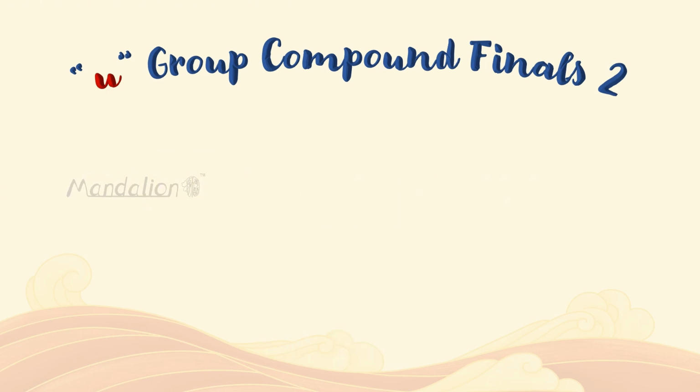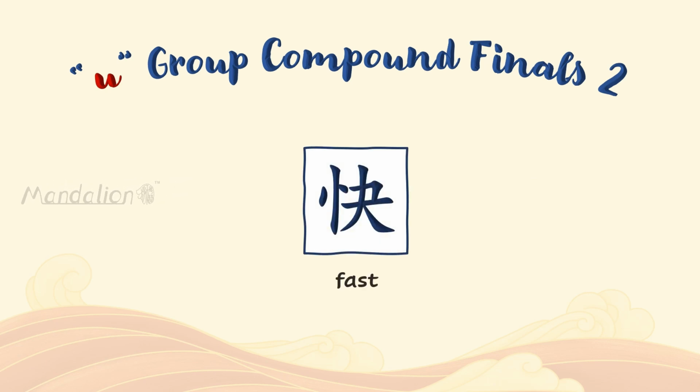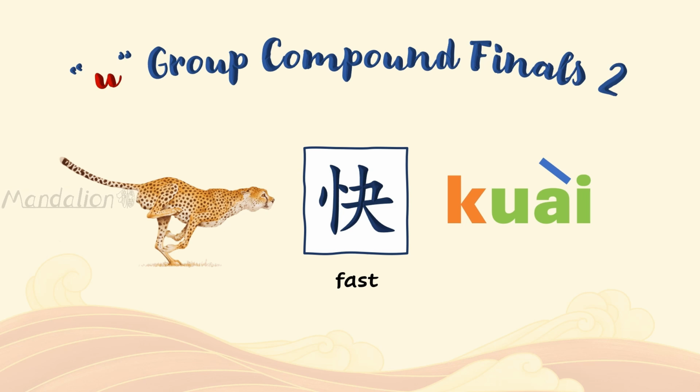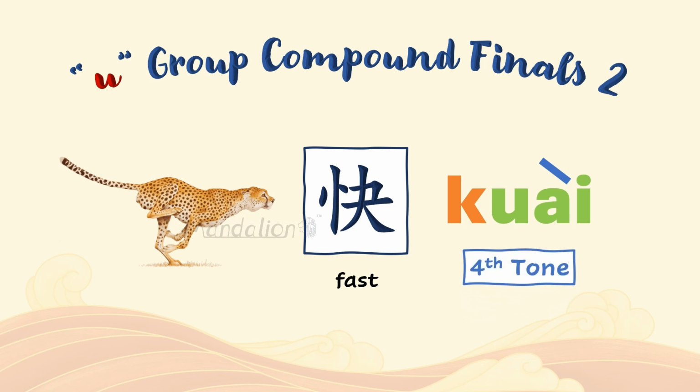Let's take a look at some examples of these compound finals. This character is pronounced as kuai, and it means fast. Its pinyin, kuai, consists of the initial k and the compound final uai. K, uai, kuai. It should be read in the 4th tone. Kuai.